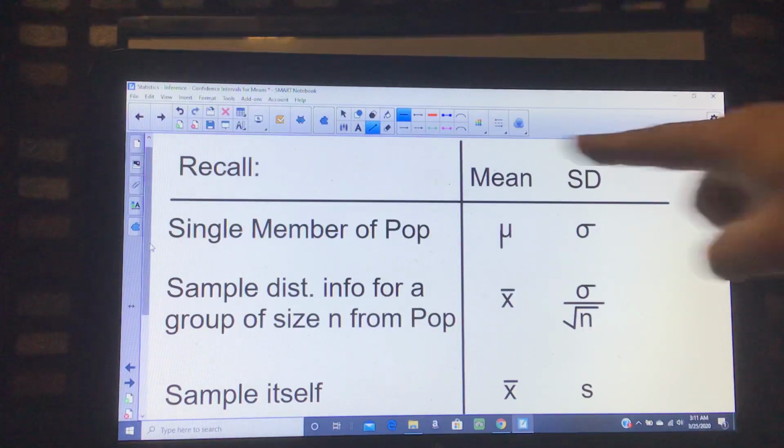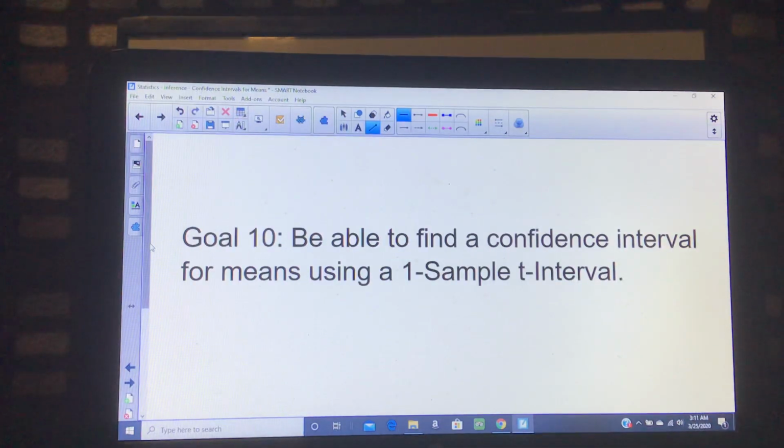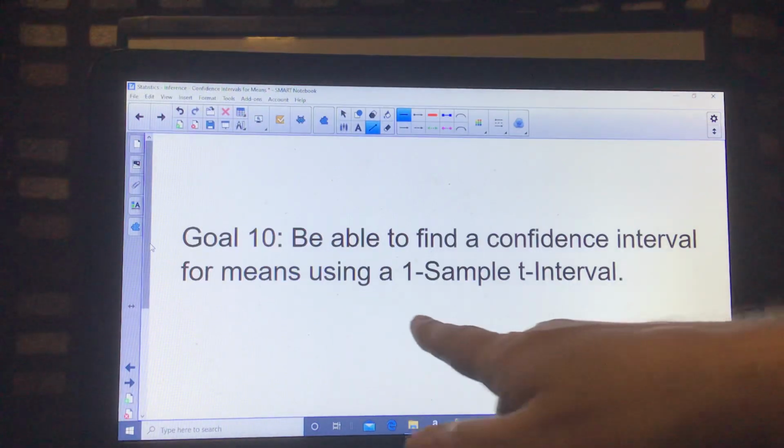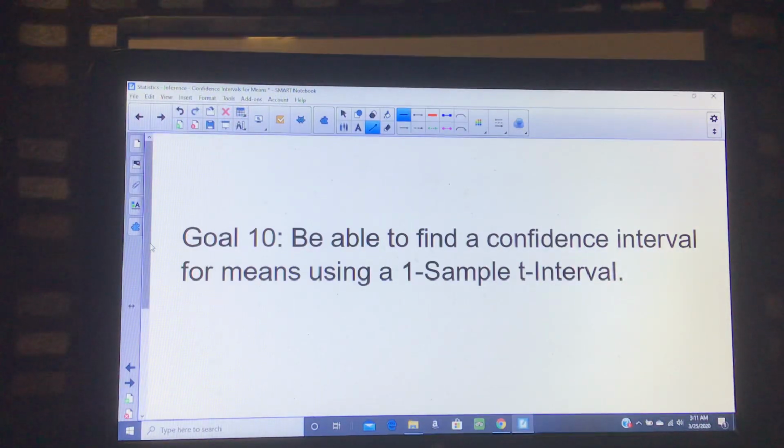All right. So with this in mind, we will look at goal 10, which is being able to make a confidence interval for means using what's called a one sample t interval. Now, before when we did this, we called it a one proportion z interval. Since we're not doing proportions, we're doing means. Sample stands for sample mean.